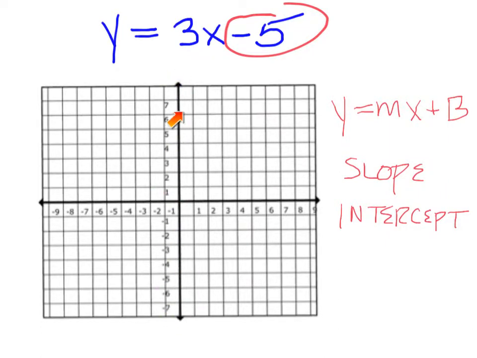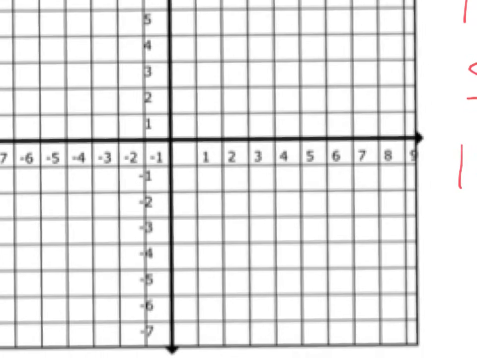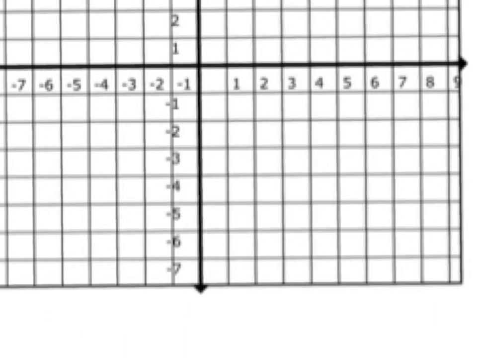The y-axis runs straight up and down through the middle. You're looking for a negative 5. So go to negative 5 and make a dot on the y-axis.